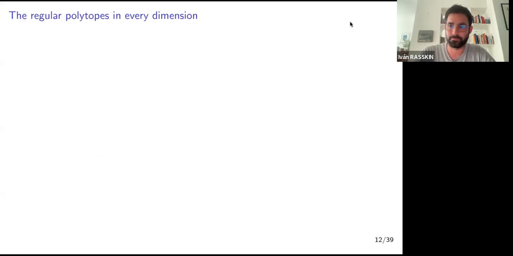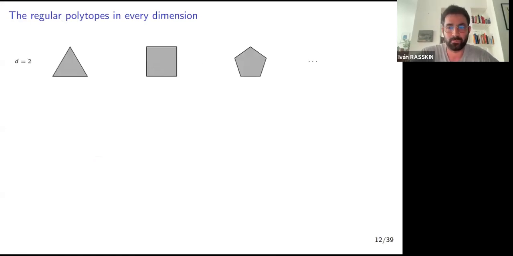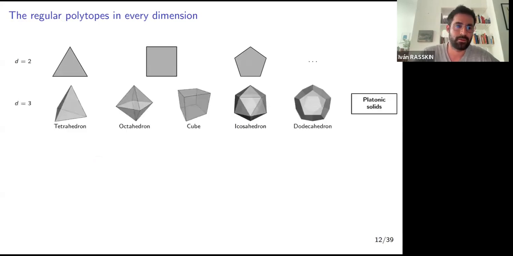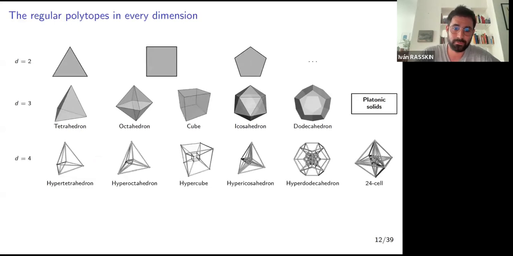So what are the regular polytopes in every dimension? This is very well known. In dimension 2, all the 2-polytopes admit a regular realization, so there are infinitely many. In dimension 3, there are only 5, the famous Platonic solids: the tetrahedron, the octahedron, the cube, the icosahedron, and the dodecahedron. In dimension 4, there are 6 regular polytopes.